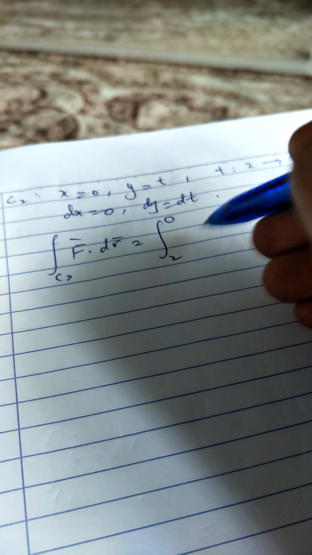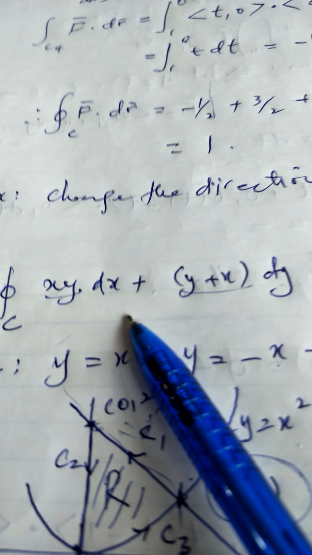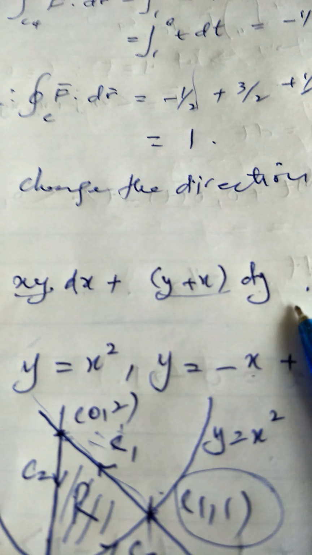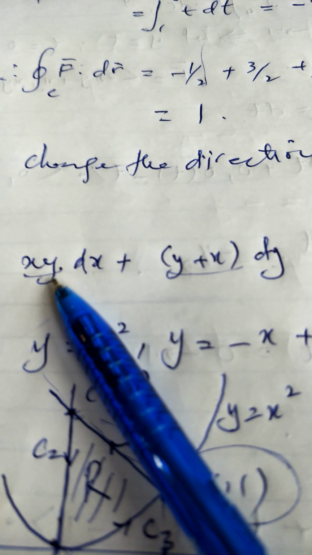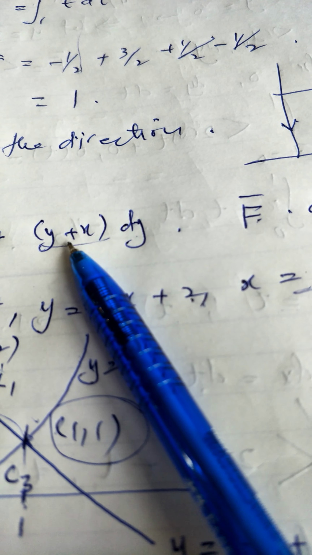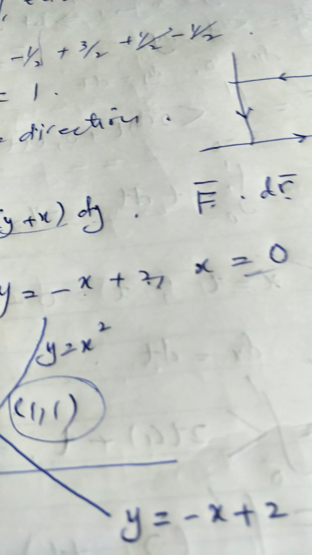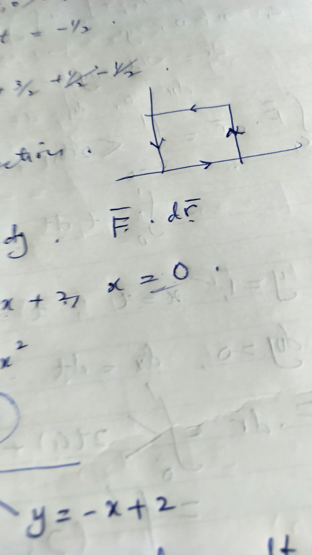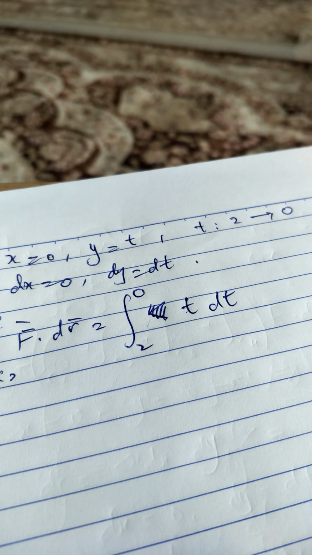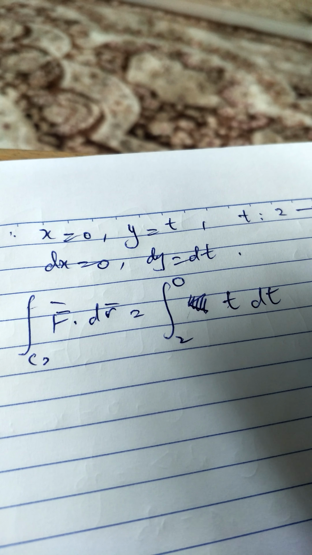Our F, this thing, okay. So xy dx plus y plus x dy. Our x is 0, so this term is gone. Here y equals t, dy equals dt. x is 0, so we have t dt. If you evaluate this, you get t squared over 2, so you got minus 2. All right.